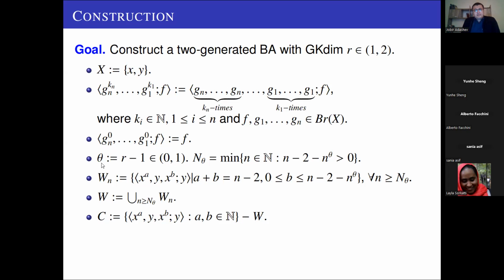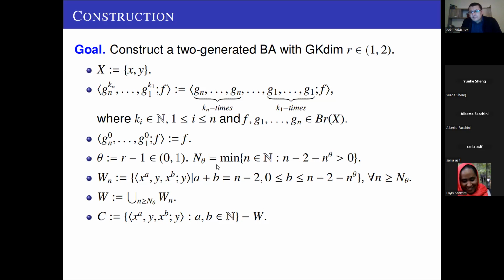Now we let theta be r minus 1. Recall that r is between 1 and 2. So theta is between 0 and 1. So n_theta is a number that depends on theta. It's the minimum natural number such that n minus 2 minus n to the theta is positive. Because theta is less than 1, such n exists. So n_theta is well defined.